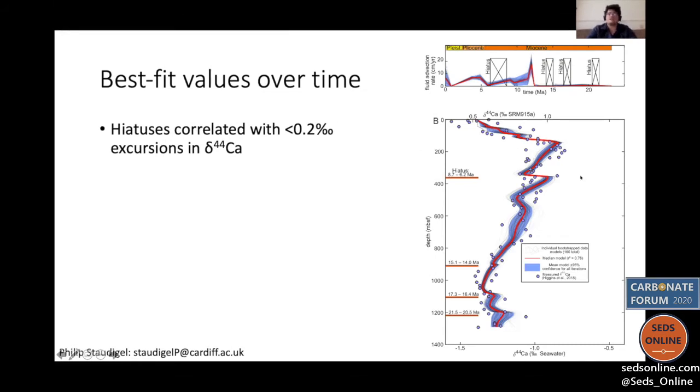So as you can see, there are a number of hiatuses in our data set. This one up here in particular, this 8.7 to 6.2, is the longest hiatus we have, and it corresponds to a fairly significant jump in model values.